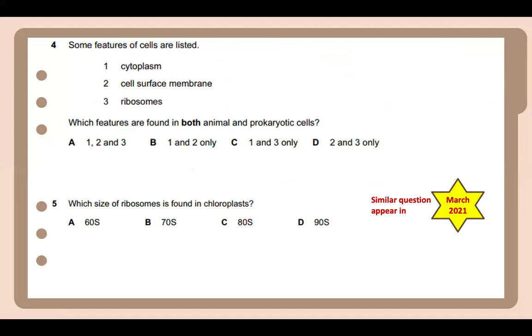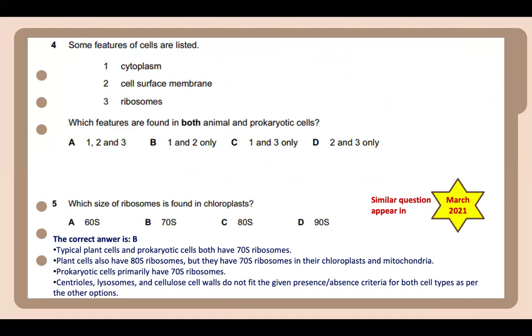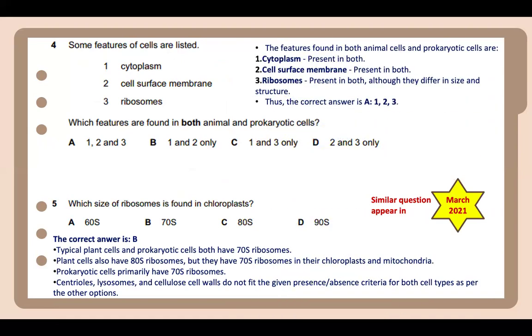Some features of cells are listed: cytoplasm, cell surface membrane, ribosomes. Which features are found in both animal and prokaryotic cells? The features found in both animal cells and prokaryotic cells are cytoplasm, which is present in both. Cell surface membrane is also present in both, and ribosomes are present in both, although they differ in size and structure. The answer is 1, 2, 3.